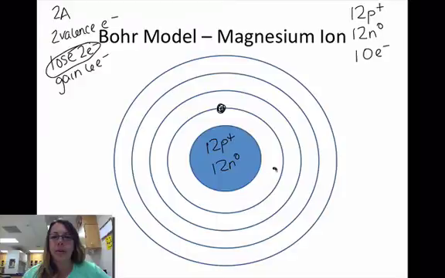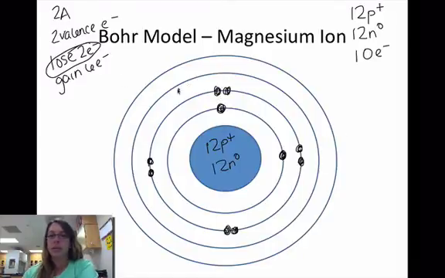But now my outer ring, I have my 2 electrons in that energy level, and all I need are 8, which means my second energy level is going to be completely filled, and I will no longer have any electrons in the third energy level because those were lost. They went away. This is now really stable because it has this full outer energy level. That's why it wanted to lose its 2 electrons.